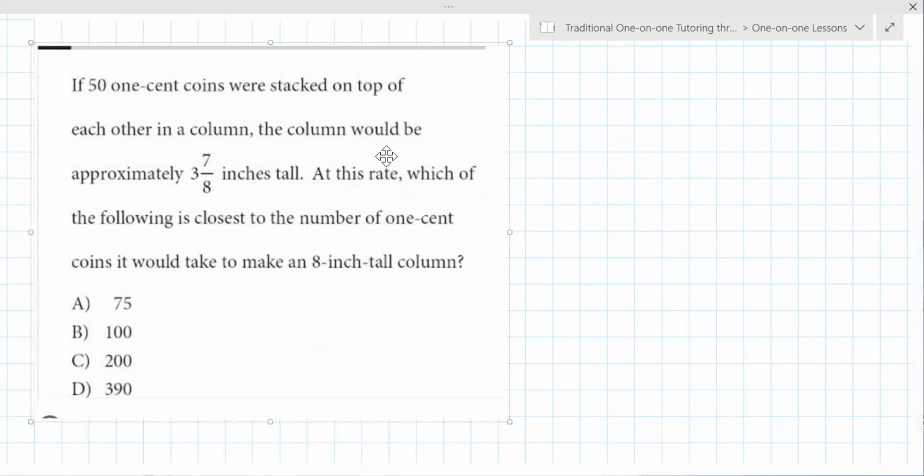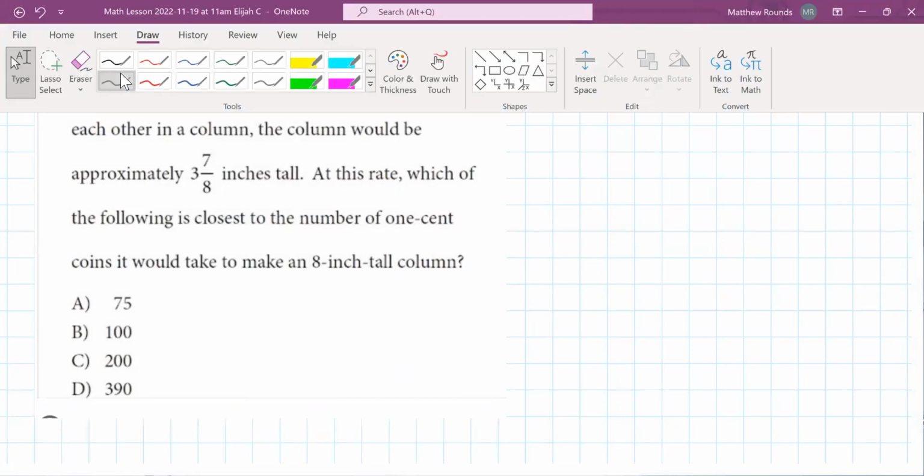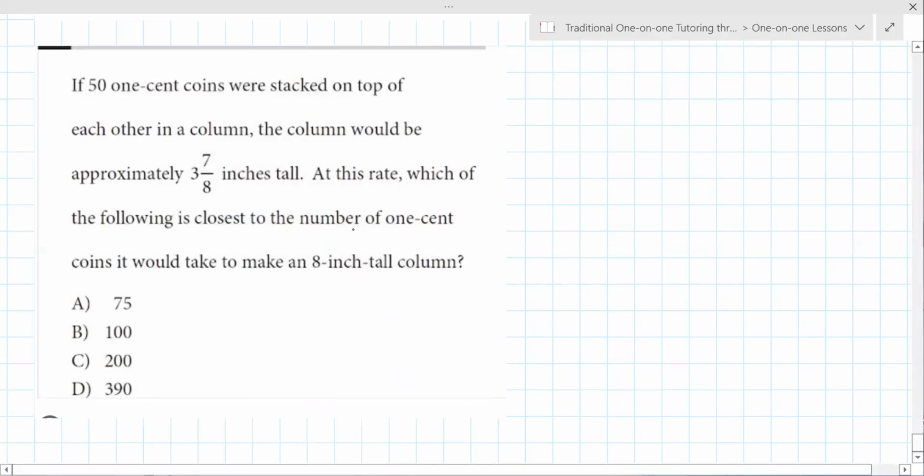All right, if 51 one-cent coins were stacked on top of each other in a column, I wonder why they can't call them pennies. I guess they don't want to, maybe international students would know it's a penny. The column would be approximately 3 7/8 inches tall. So you got a bunch of coins stacked up, and that's the height. At this rate, which of the following is the closest to the number of 1-cent coins it would take to make an 8-inch tall column?